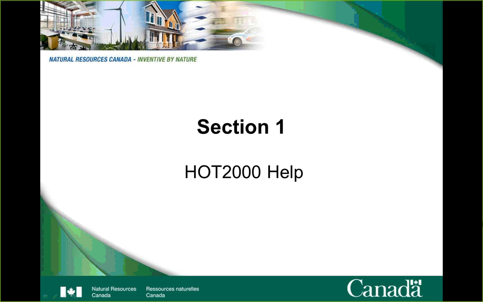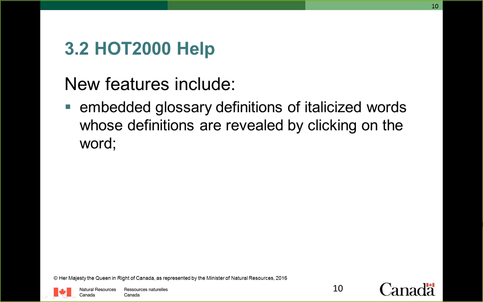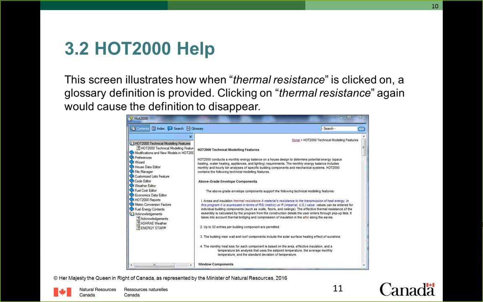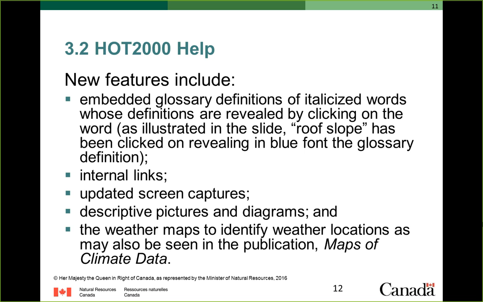HOT2000 Help has been updated to provide a broad, general discussion of HOT2000. One of the new features is embedded glossary definitions of italicized words, where definitions are revealed by clicking on the word. This screen illustrates that when thermal resistance is clicked on, a glossary definition is provided, as seen in blue font. Clicking on thermal resistance again would cause the definition to disappear. Other new features include internal links, updated screen captures, descriptive pictures and diagrams, and the weather maps to identify weather locations, as may also be seen in the publication Maps of Climate Data.